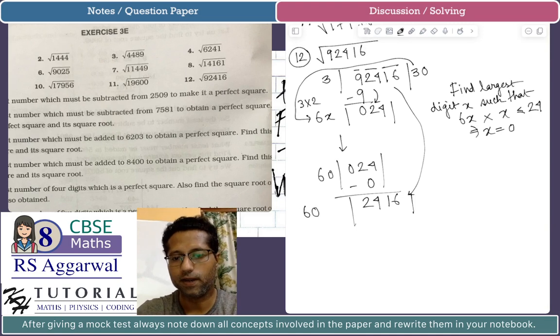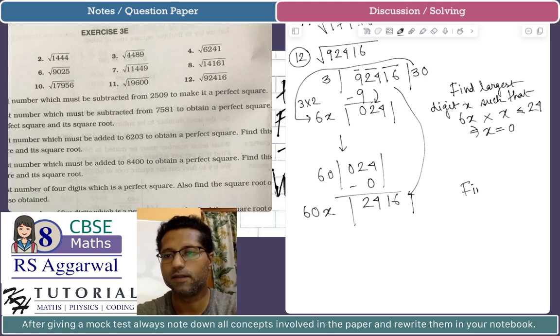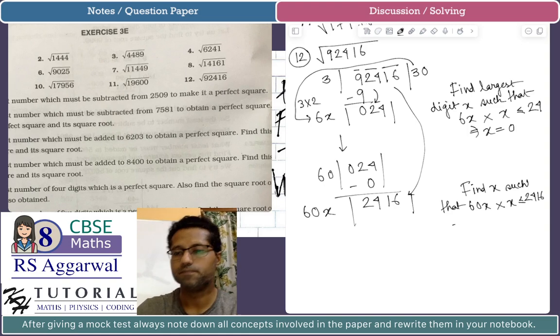Now again we have to find x, a digit over here. I am writing in short, I will not write everything. So find x such that 60x, that is the three-digit number 60x, multiplied by the digit itself is less than or equal to 2416. What can x be?